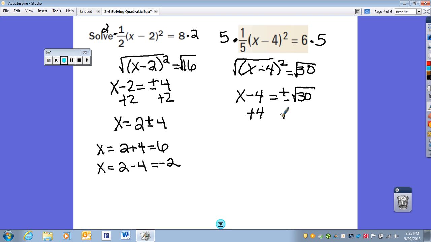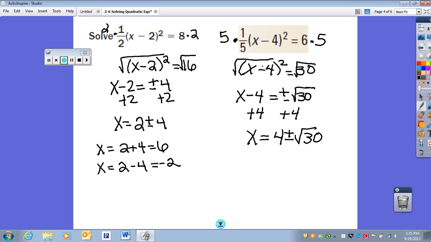So to finish, we're going to add 4 to both sides. So x then is equal to, we write the 4 first, and then we put the plus or minus the square root of 30. And that would be our solution for that quadratic.